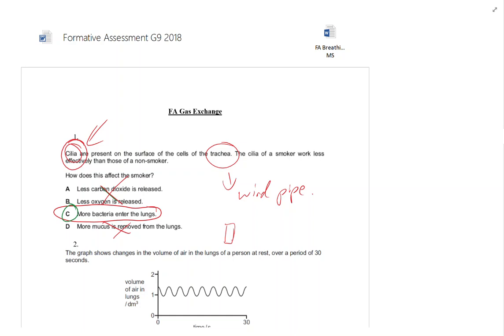Okay, this is Mr. K going through the formative assessment on gas exchange for Biology Grade 9 or IGCSE. The first question should be answer C.